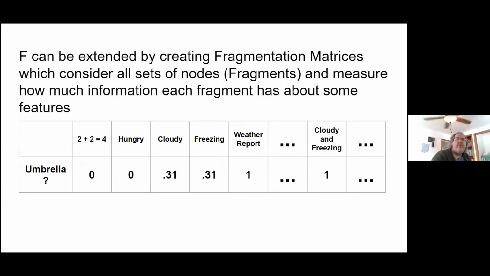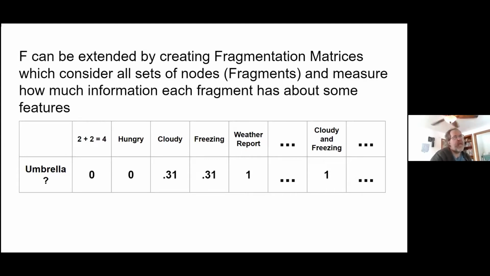Okay, so we can extend fragmentation by creating a fragmentation matrix. And with a fragmentation matrix, we consider a list of salient features. In this case, the list is just one thing. It's just, do I take the umbrella? And what we can now do is measure how much each piece of information predicts about the salient feature. So 2 + 2 = 4 tells me nothing about whether or not I should take an umbrella. Whether or not I am hungry tells me nothing about whether I should take an umbrella.